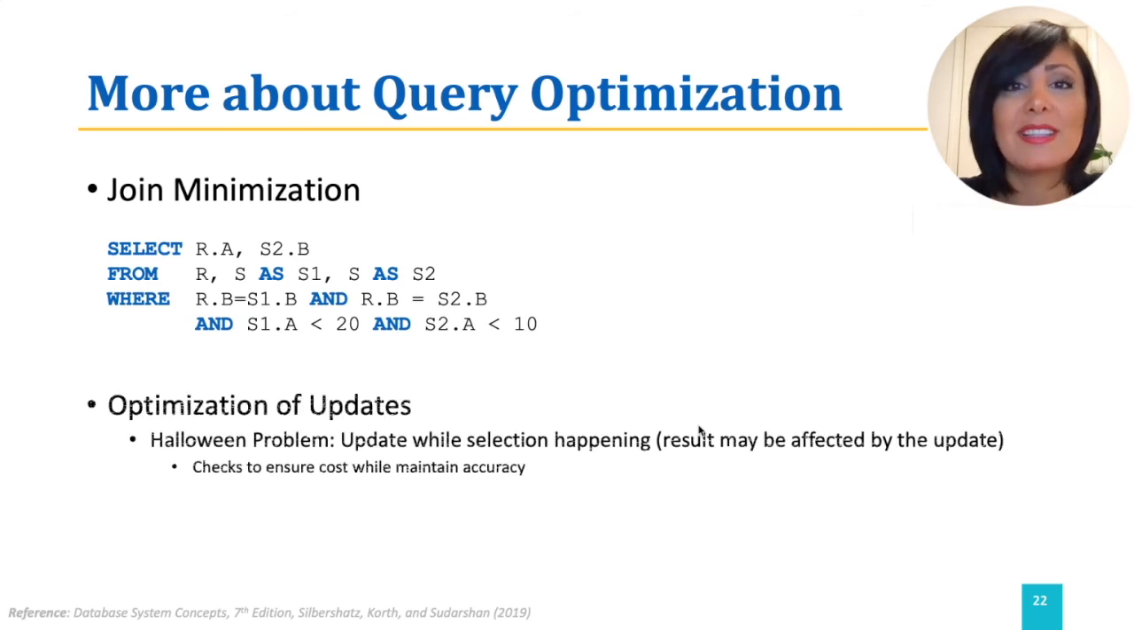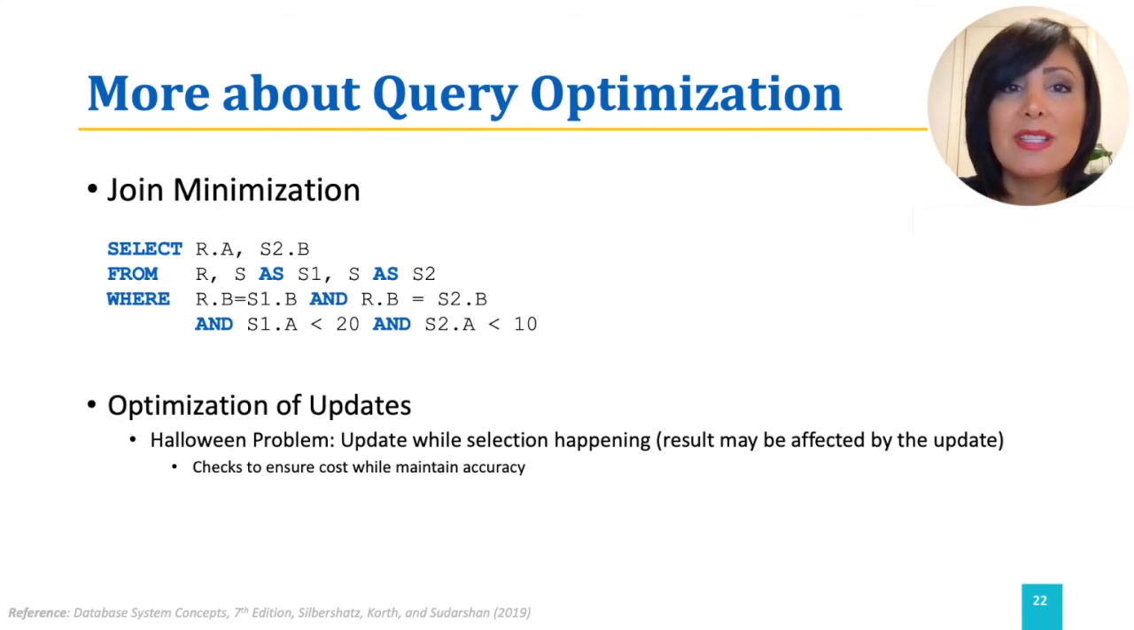Last but not least is the complexity of optimization for update queries. Updates include a selection and then an update using a set clause. A problem, which is known as the Halloween problem, happens when the update is performed while the selection is being evaluated. In this case, the update may in return affect the result of the selection. There are many situations in which this might happen, for example, when correlated subqueries are involved in the selection.